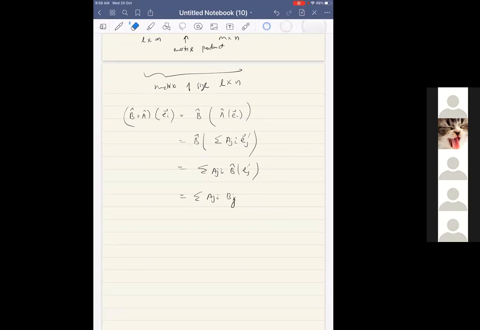So this will be sum A_ji B_kj E double prime k. No, I'm falling into the same trap. So this is E double prime 1 to E double prime L, the basis. The summation is first over J, and now there is an additional thing being summed over, J and K.